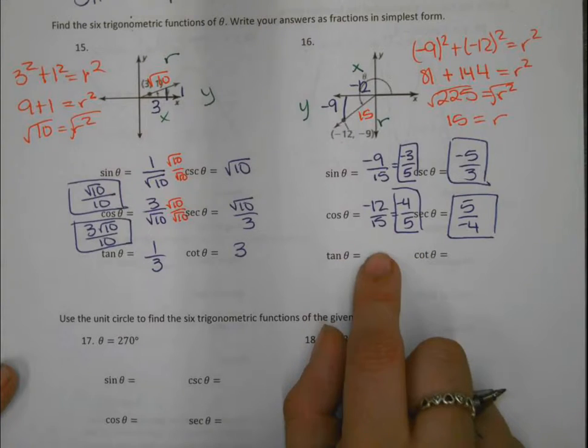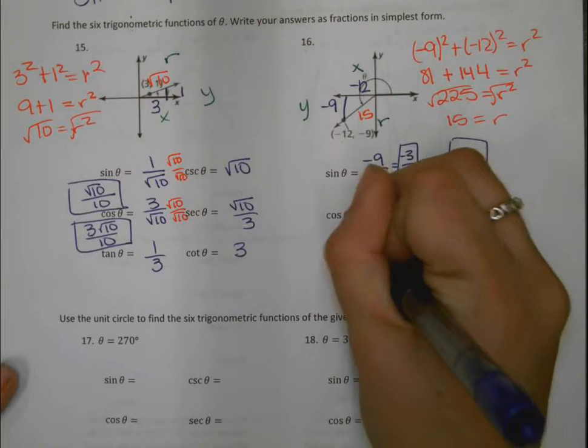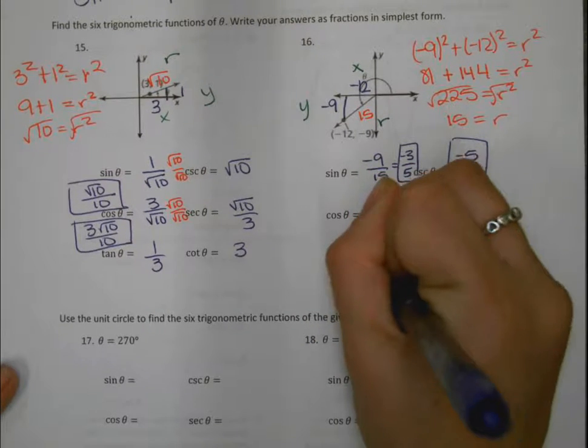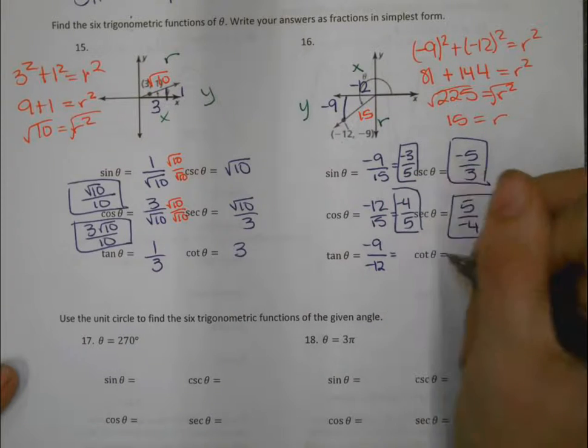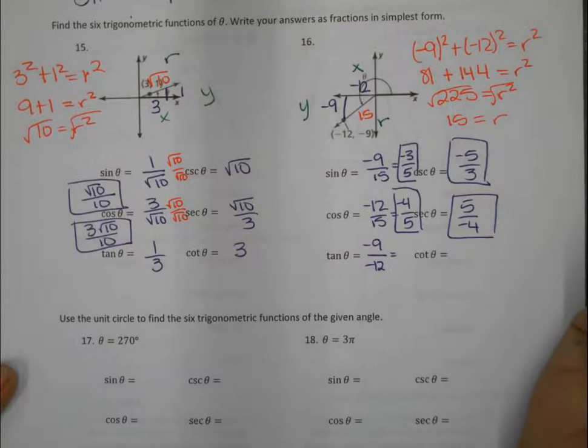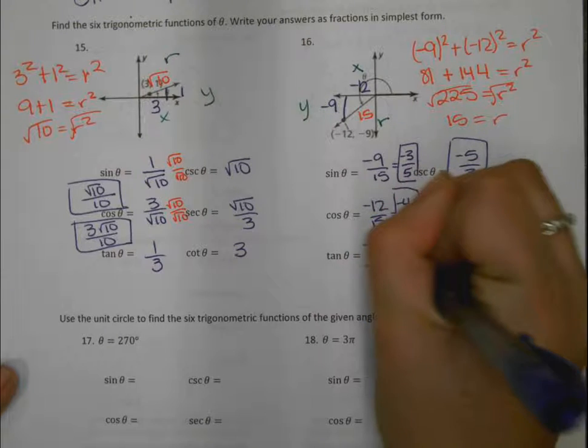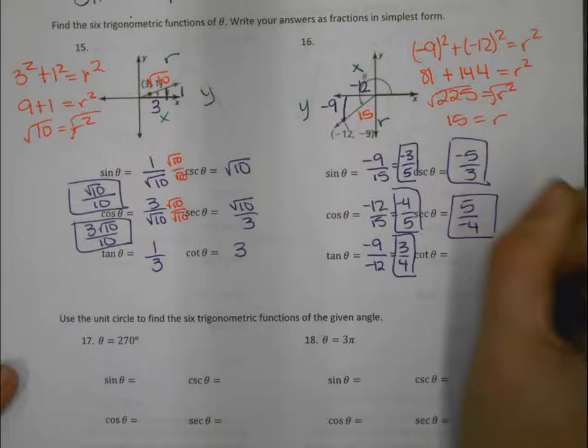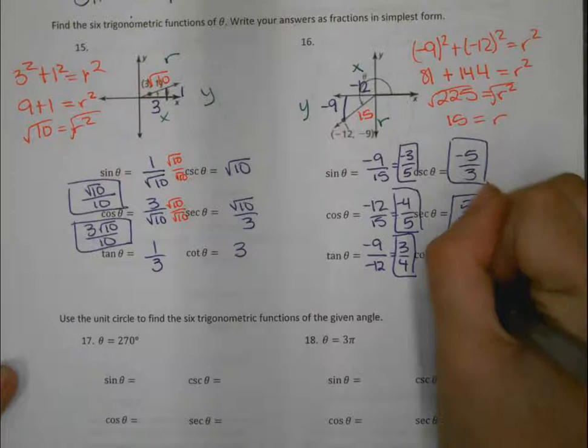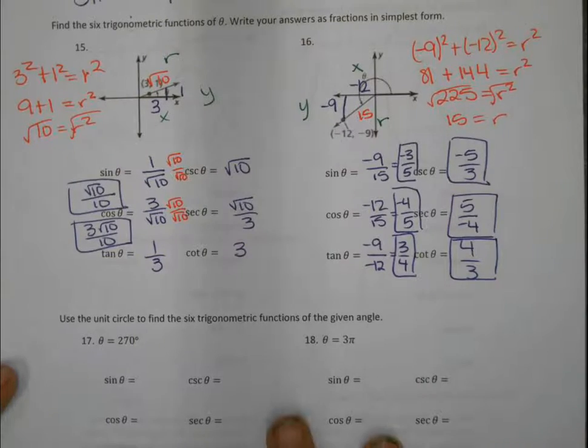Okay, tangent is y over x, so negative 9 over negative 12 turns into, it's going to become positive because it's double negatives, 3 over 4. Then for cotangent, I just flip it and it turns into 4/3.